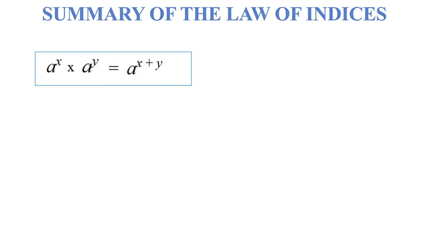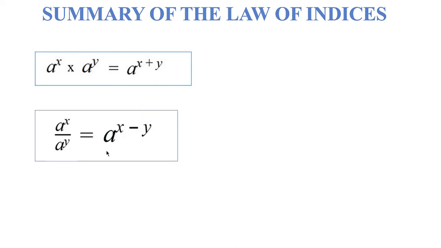Before I end this video, I want to give a summary of the laws of indices, which we have shown briefly in this video. The first law was the multiplication law, where if you have the same base and you are to multiply, all we have to do is to take one of the base and add the powers. This is called the multiplication law. The next one is the division law. If we have the same base and we are dividing, all we have to do is to take one of the base, which is this, then we subtract the powers. This is called the division law. And please note that these laws only work if the bases are the same.